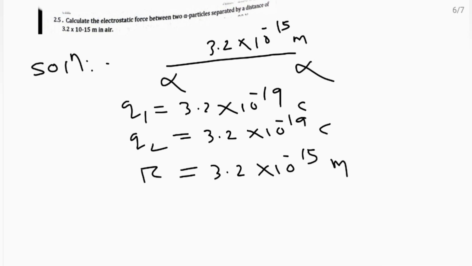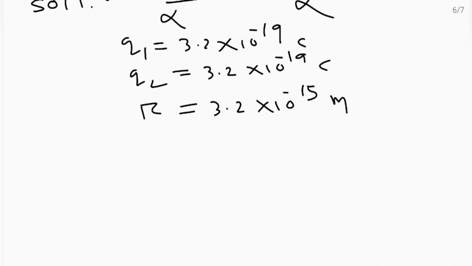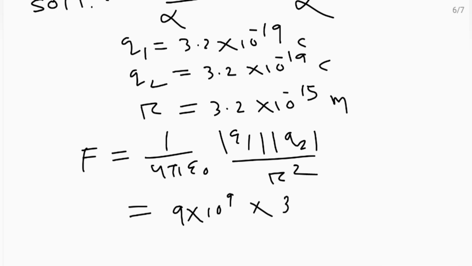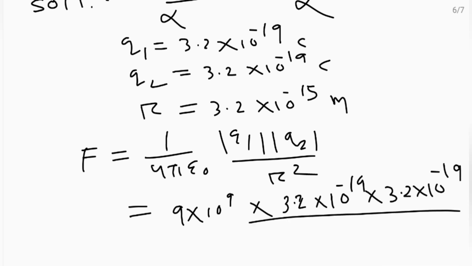So if we apply the Coulomb force formula, what will be the value? F equal to 1 by 4 pi epsilon, modulus of q1 into modulus of q2 by r square. So we know the value of 1 by 4 pi epsilon 0 is 9 into 10 to the power 9, and q1 is how much? 3.2 into 10 to the power minus 19. q2 is also 3.2 into 10 to the power minus 19, and r is how much? 3.2 into 10 to the power minus 15 whole square.